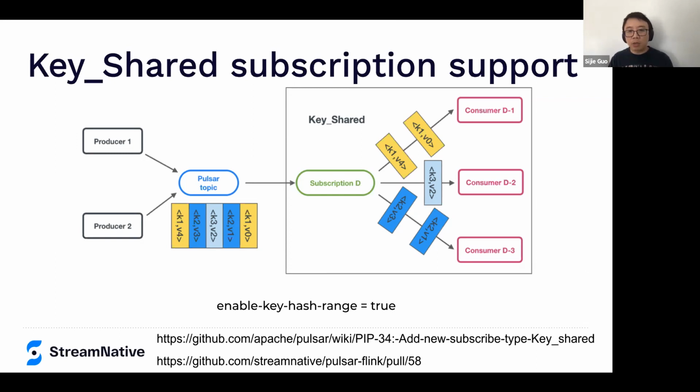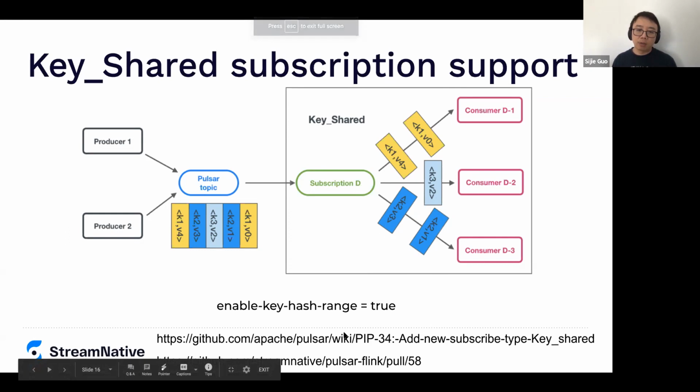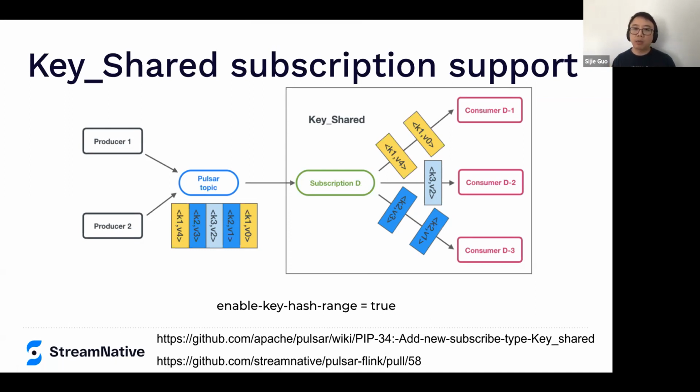And in this 2.7.0 release, we integrate key shared subscription into the Pulsar Flink connector. Enabling this feature is very easy. You can just configure a property in the connector called enable key hash range. That way, it computes the key hash range based on the parallelism that your Flink job configures for the source, and this allows you to use multiple key ranges that are more than the number of partitions. For people who want to learn more details, you can click these links to learn more about key shared subscription and how we implement it in the Flink connector.